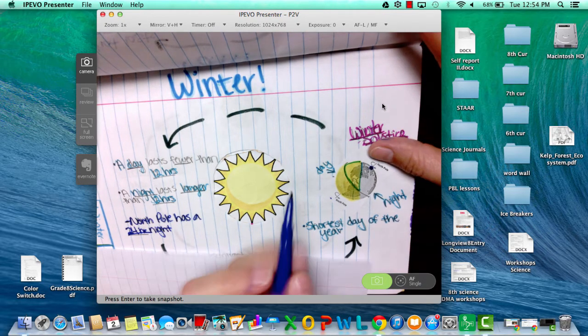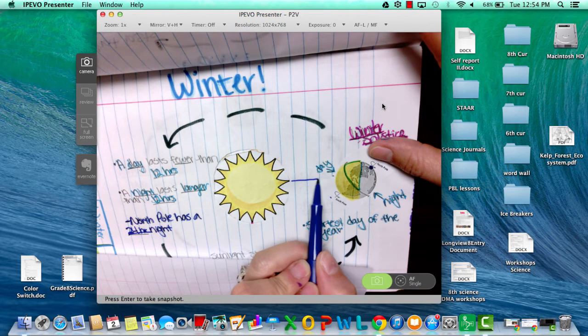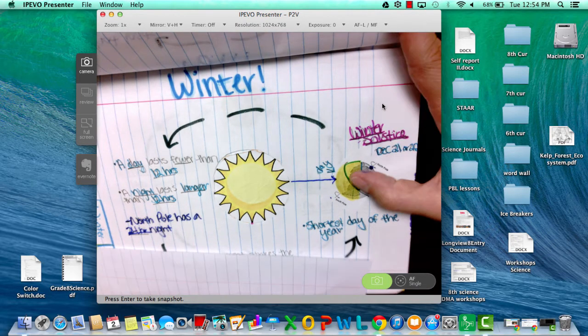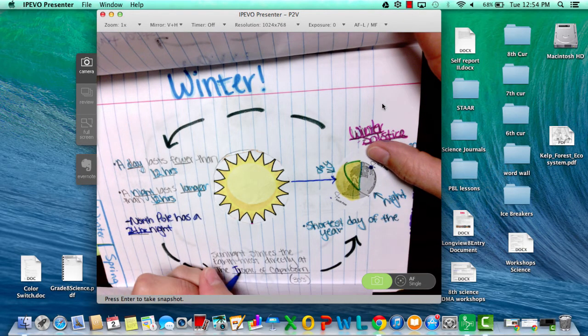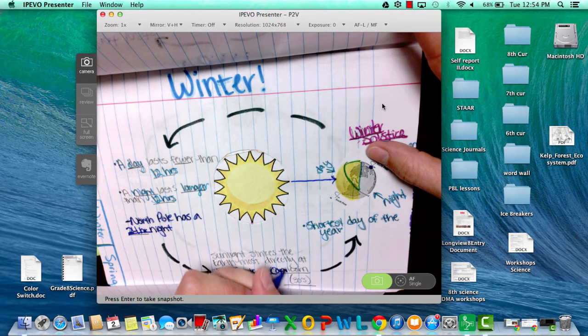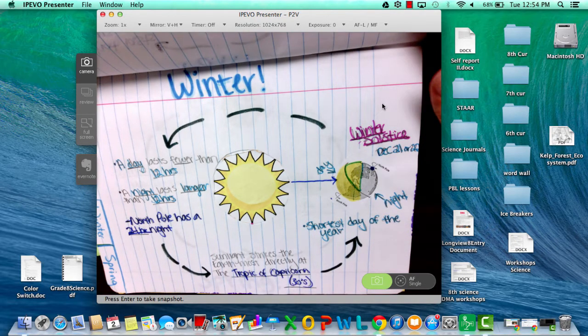And if you were to look at where the sun hits most directly, it hits down here in the southern hemisphere, which is called the Tropic of Capricorn. So because the sun hits most directly in the southern hemisphere, that hemisphere is going to be the warmest, which makes it summer, and it's hitting the absolute farthest away from us, which makes it winter.